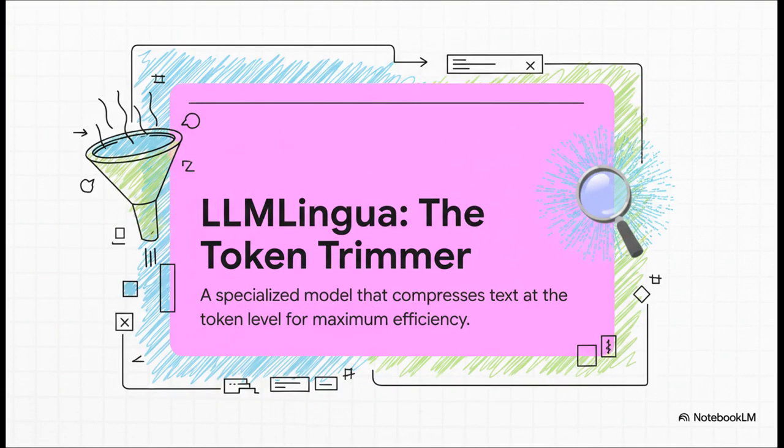Okay, now for something a little more advanced. This is LLM Lingua, or the token trimmer. This is a really cool, specialized model built for just one thing: making prompts smaller, and it gets down to the most nitty-gritty level possible, the individual token. It trims out anything that's not absolutely critical, which lets you get some pretty wild compression ratios without losing as much quality as you'd think.